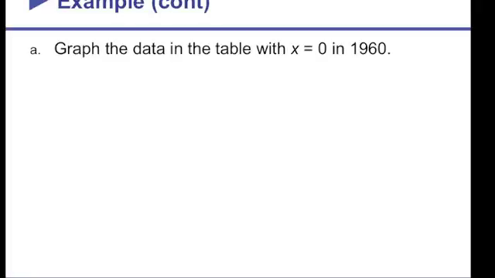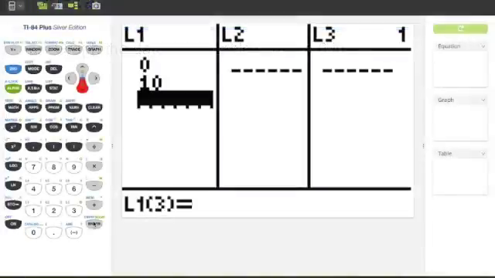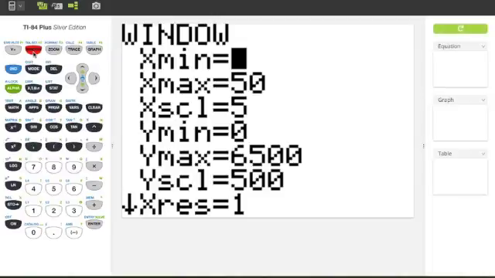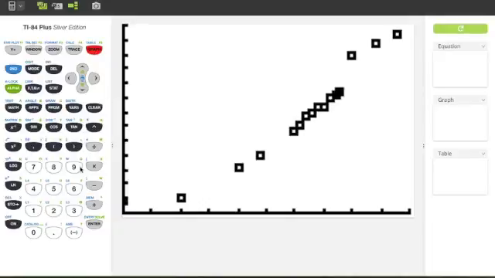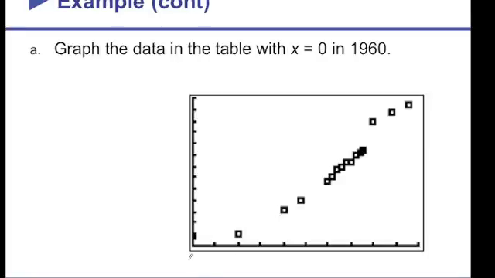So first we need to graph the data on the table, and as you're saving the data, make sure you make no mistakes in data entry. Even one digit wrong will make the wrong equation. For the window, I've chosen 0 to 50 and 0 to 6,500. Here we have the data, and we used 0 to 50 for the x values, and 0 to 6,500 for the y values.